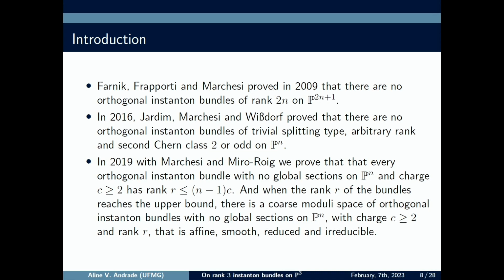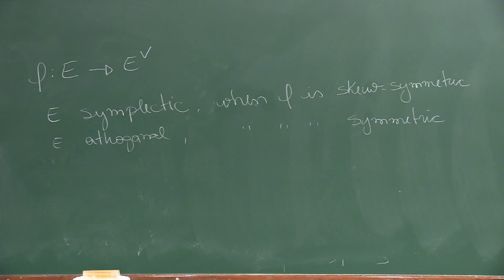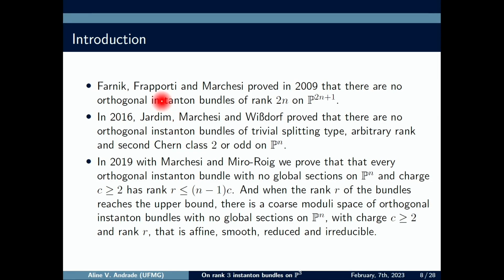So, let me recall. We start with rank 2 on P3, okay? So they proved the first generalization, which means for the mathematical instanton bundles, there are no orthogonal bundles with this orthogonal structure over here. Okay? So that was the first thinking. And then in 2016, Jardim, Marchesi, and Wissdorf proved that there are no orthogonal instanton bundles of trivial splitting type and arbitrary rank, with second Chern class equal to 2 or odd, on Pn.